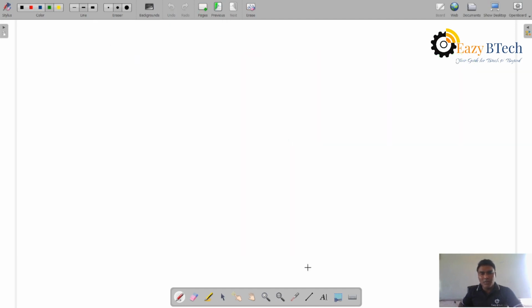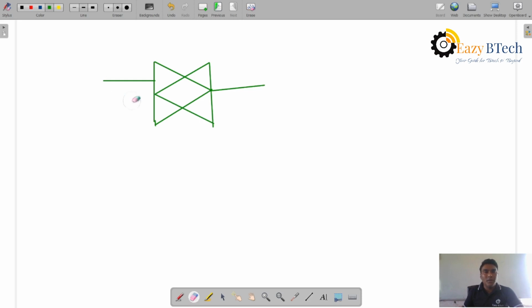Okay, let us see the symbol representation. If you see, this is a symbol representation. In a symbol representation, we represent it like this. Now, this is a symbol representation of a transmission gate.